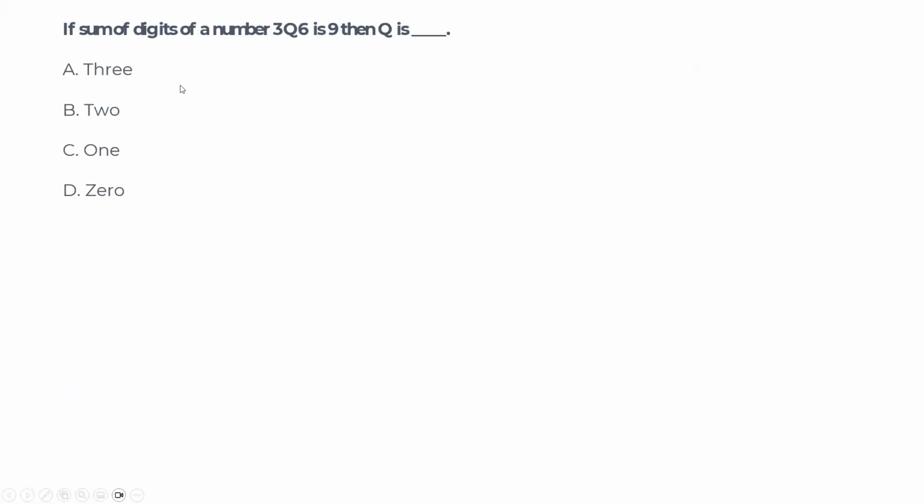So if the sum of digits of the number 3q6 is 9, then what is q? The options are 3, 2, 1, 0. So that is 3 plus q plus 6 is equal to 9. What is q? The q is 0.